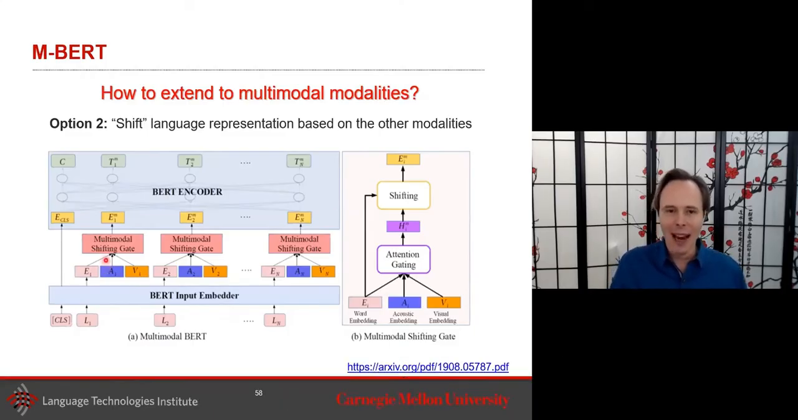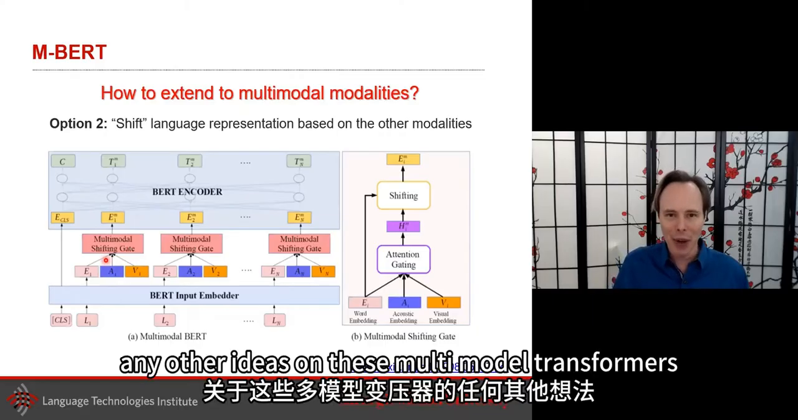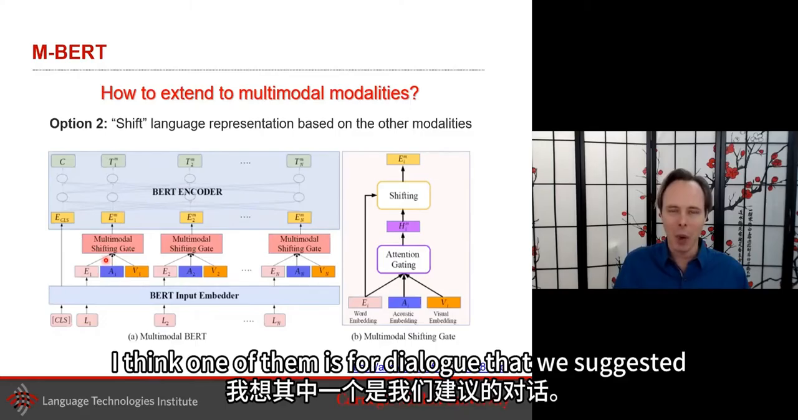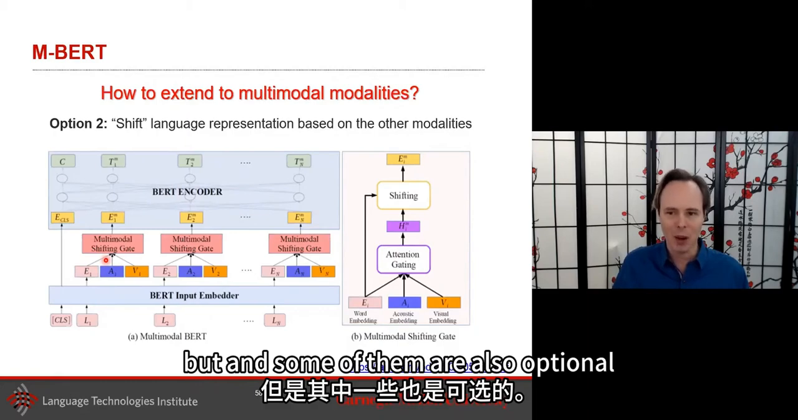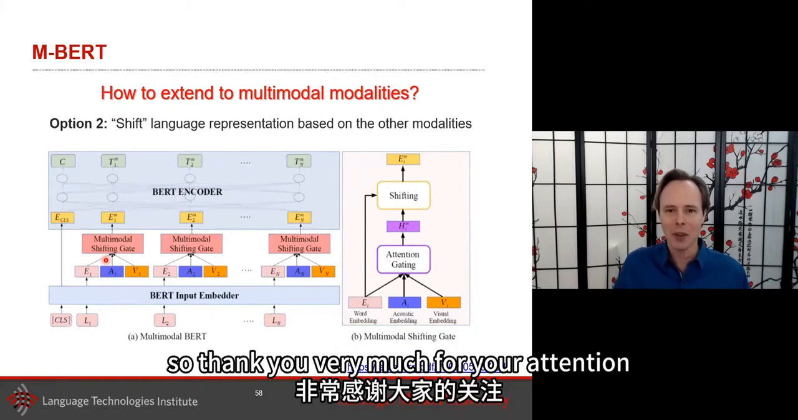So I'll let you read other ideas on these multimodal transformers. I think one of them is for dialogue that we suggested, and I think one was VisualBERT, and some of them are also optional. So thank you very much for your attention.